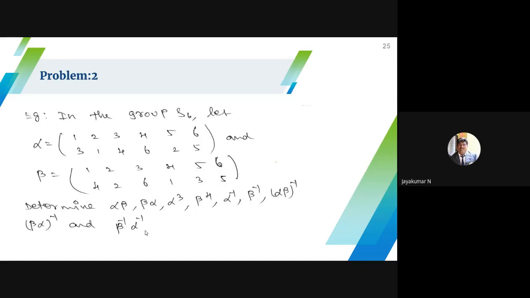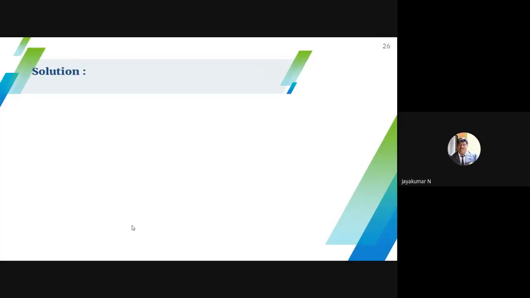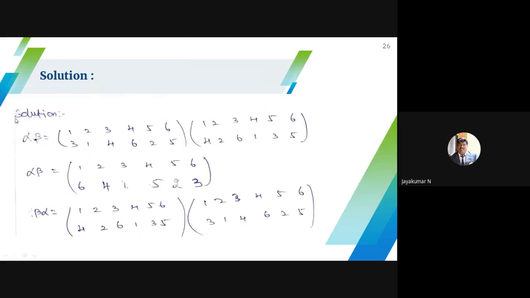In the previous problem, I found the composition from right to left, or back to front. But in this problem, I am going to use another method, that is left to right. So here I apply the composition left to right. Please listen. I want to find alpha beta. That means first I write alpha, next I write beta. So here I use the other composition, that is left to right.